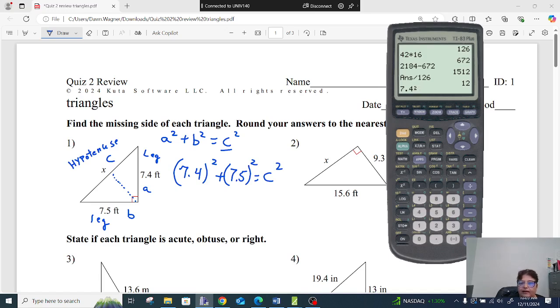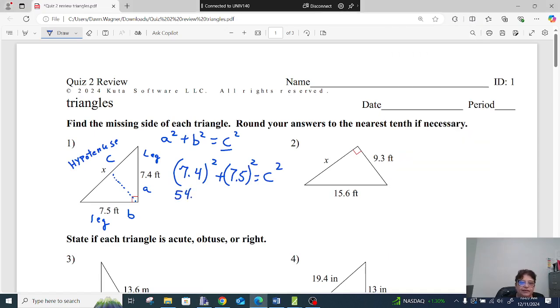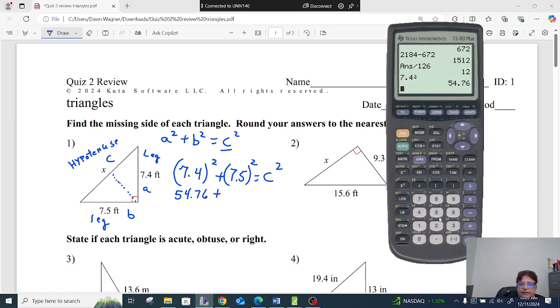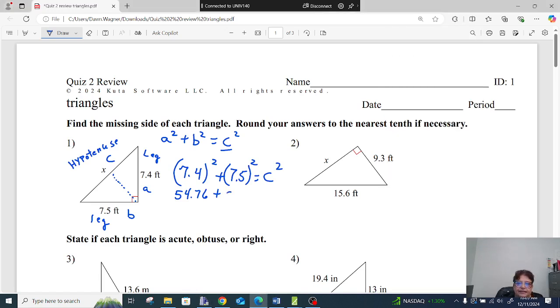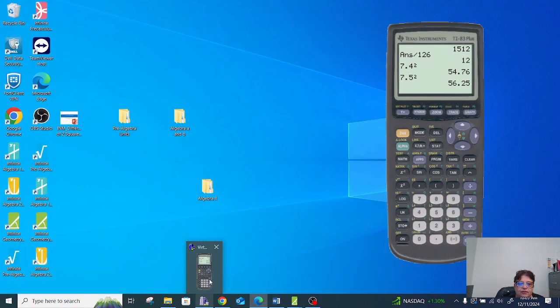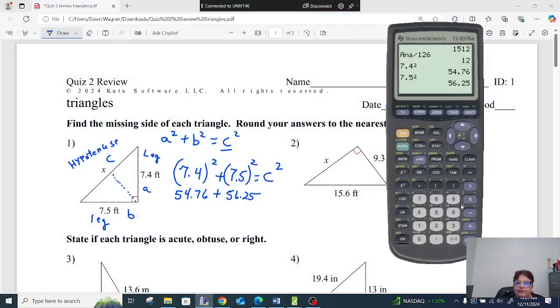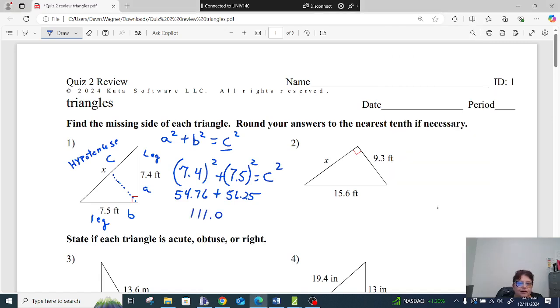7.4 squared is 54.76, plus 7.5 squared, 56.25. And you add those together. So go ahead and add those together. 111.01. Now this is C squared.